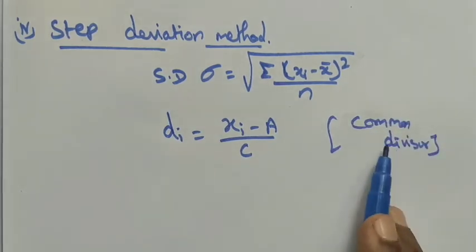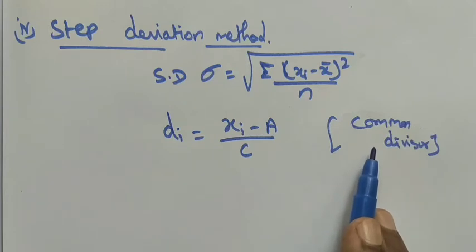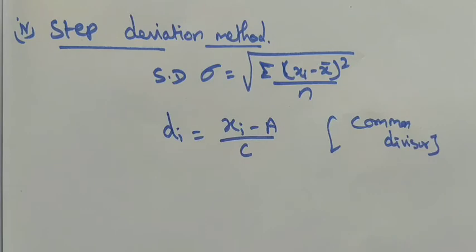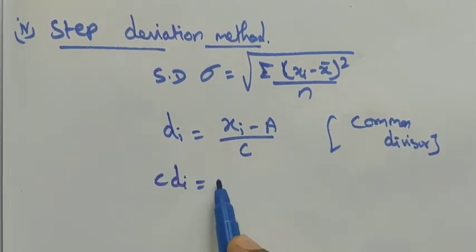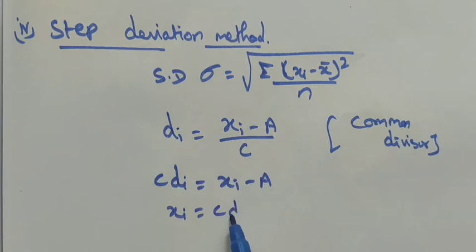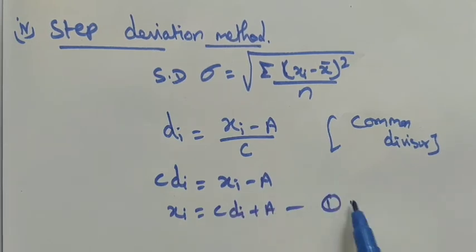We call it a common divisor for ungrouped data. Suppose it is grouped data, then we call it the common class interval, right? So here let me take the c to this side. So c di is equal to xi minus a. Here xi is equal to, I take this a to the other side, c di plus a. Let me take it as equation number 1.